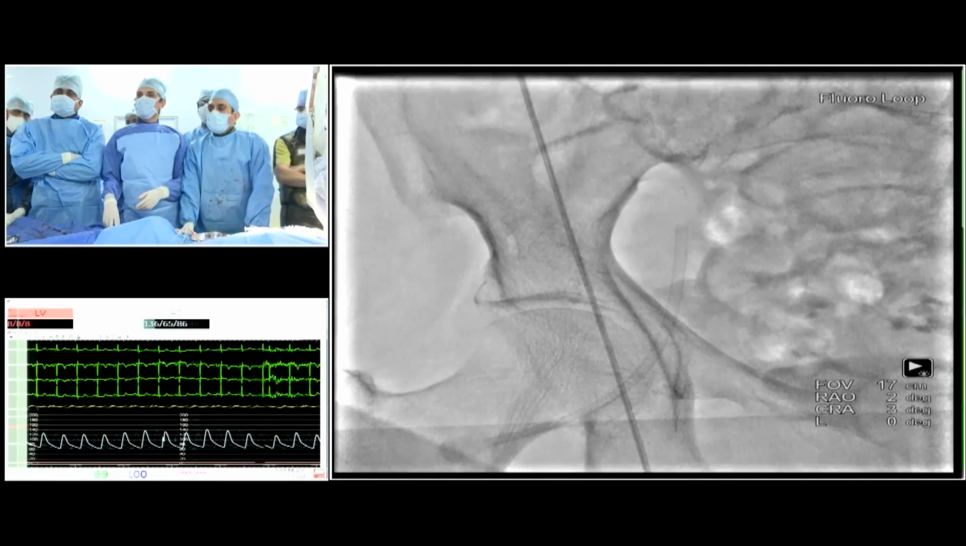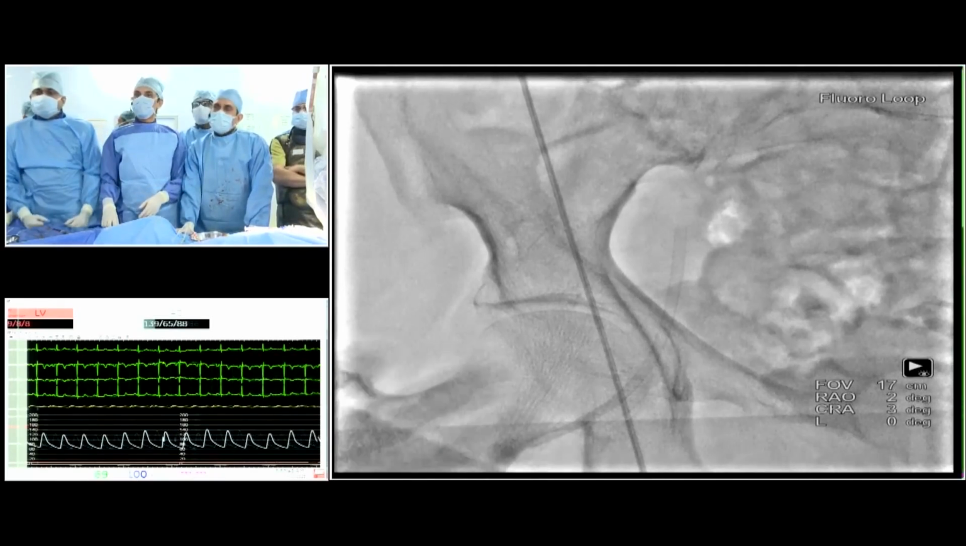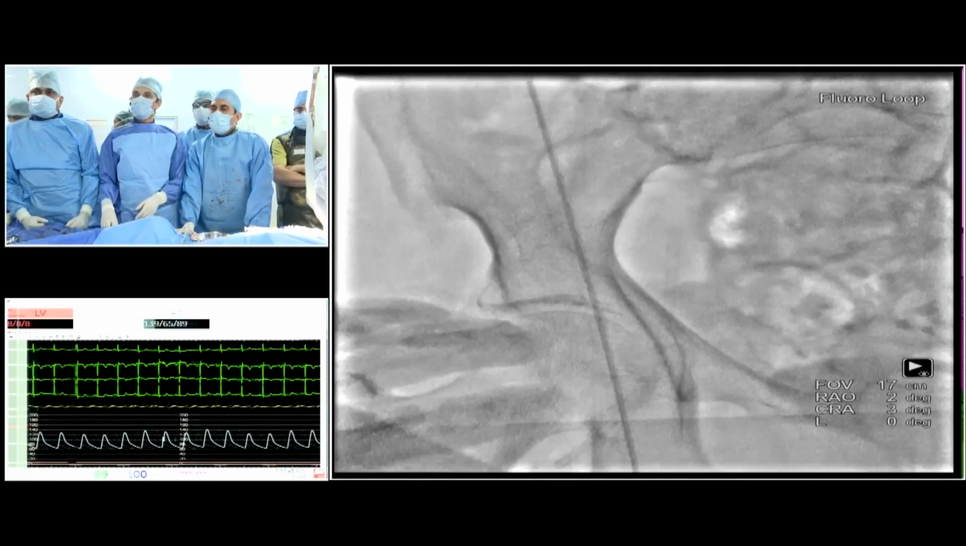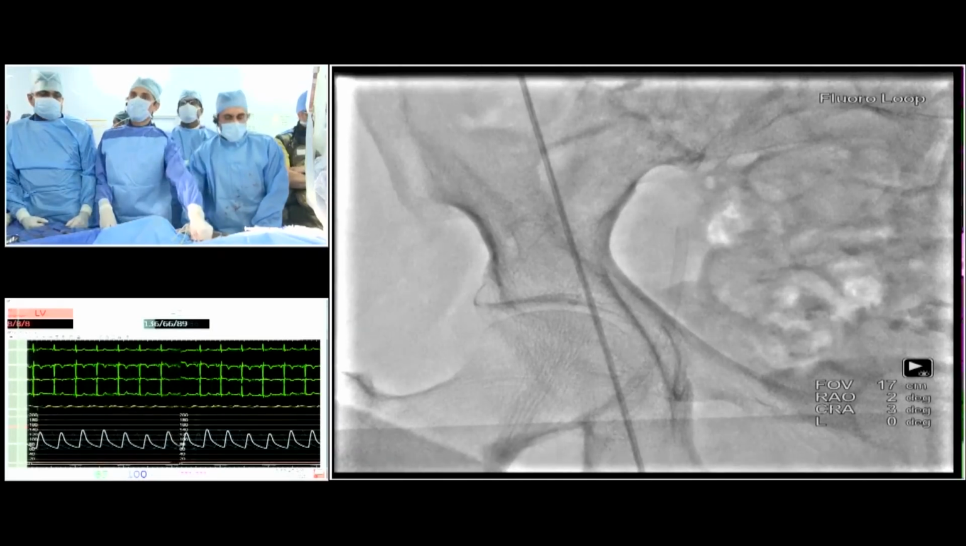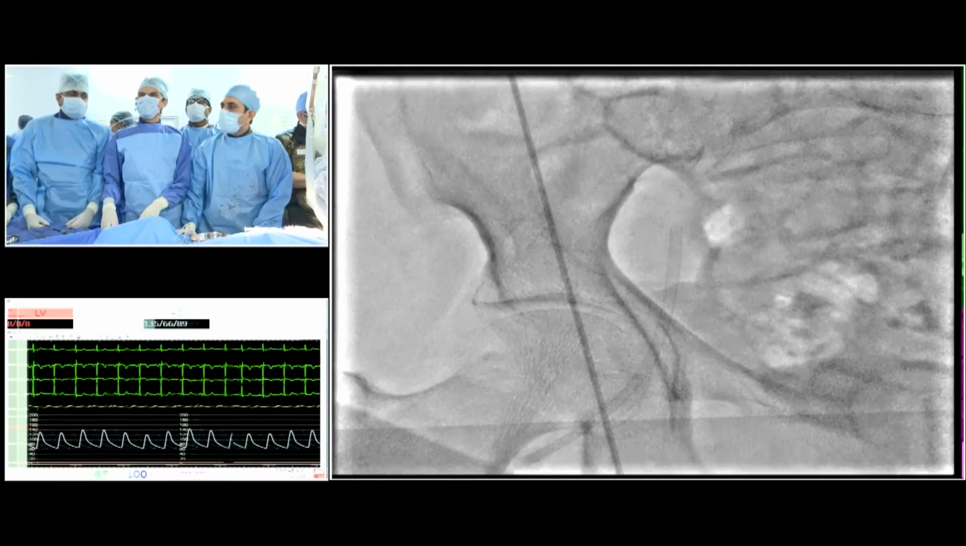So we removed the Sentinel device, which you could see, and Sentinel, it's not an all-comers use for us. We would use it only in patients who are high risk for development of a stroke. We use just one ProGlide. We'll show a DSA of the groin picture.